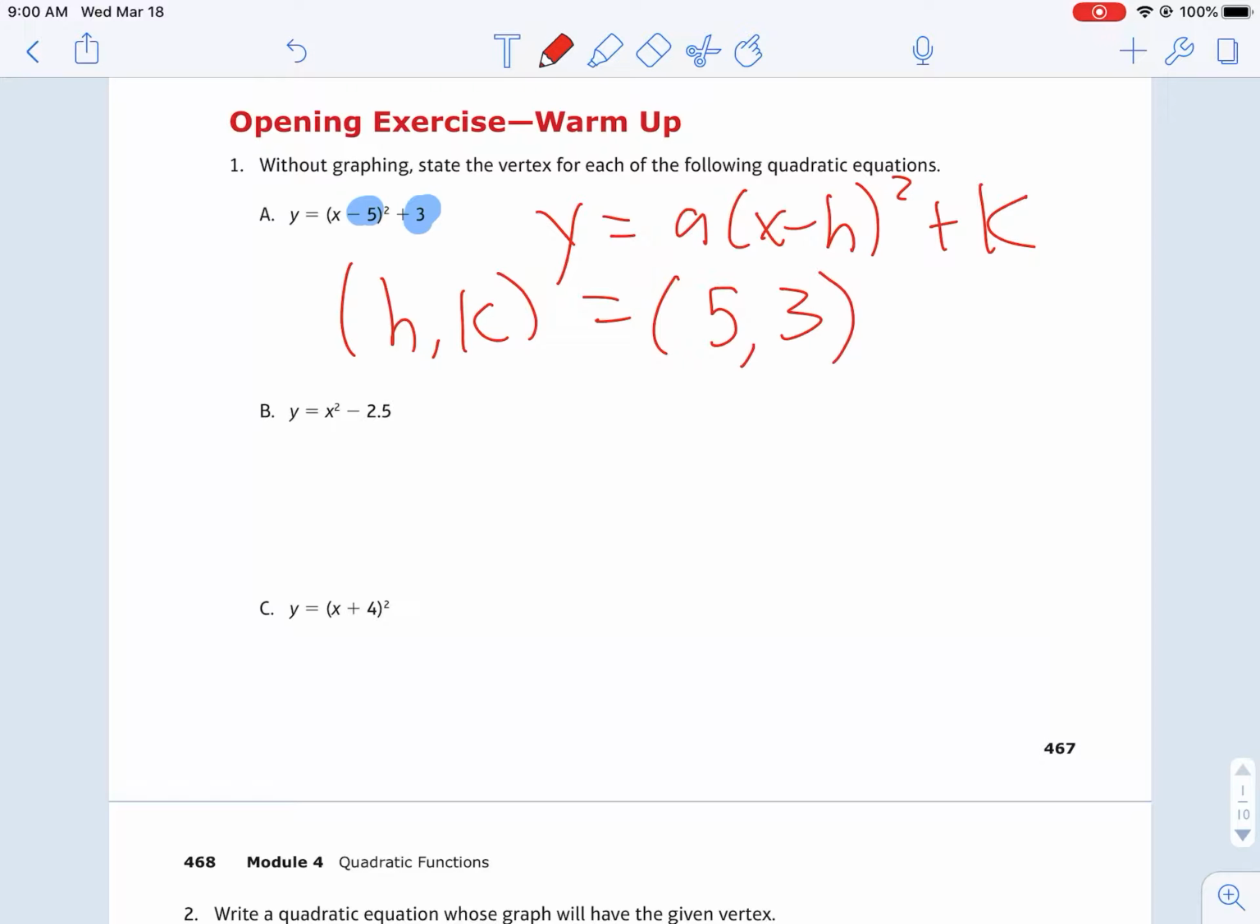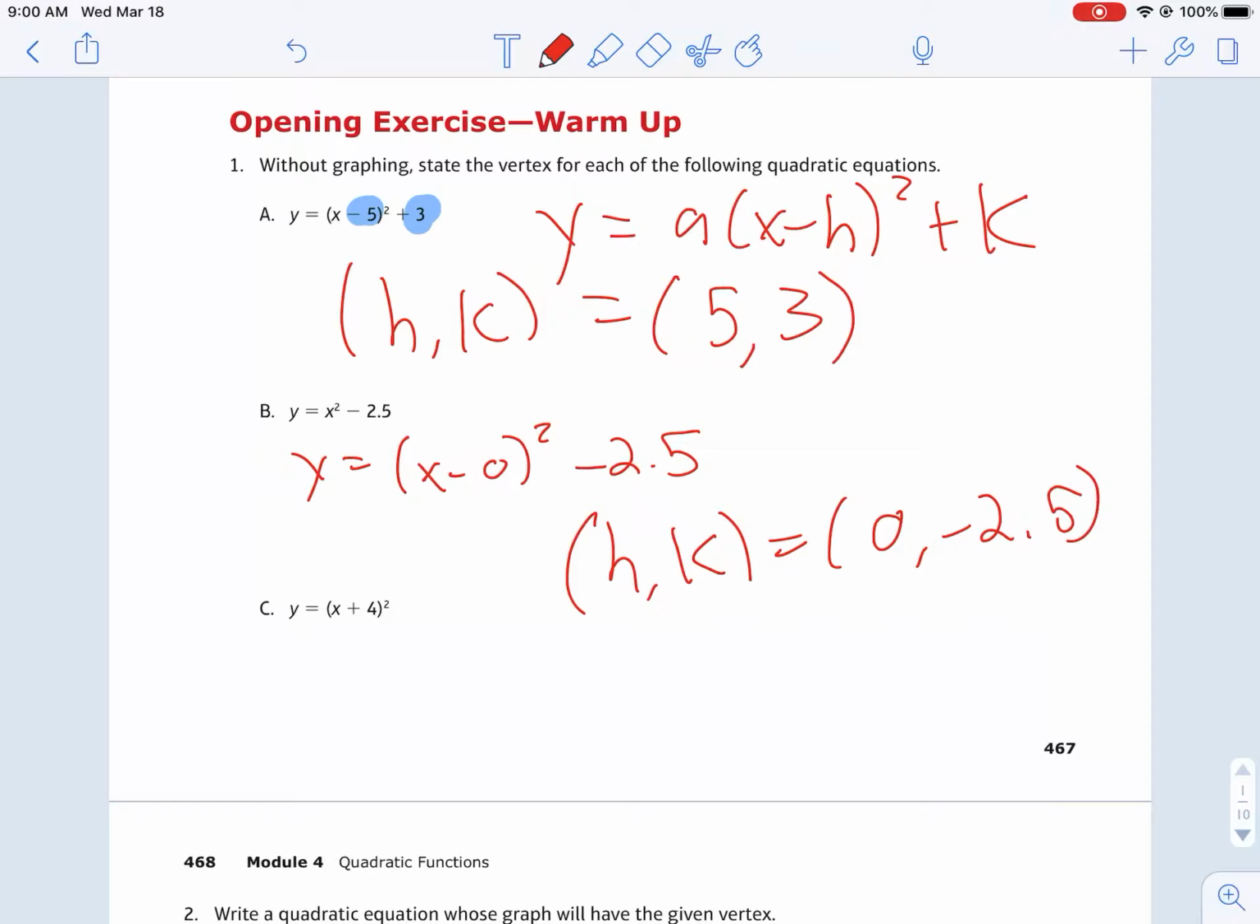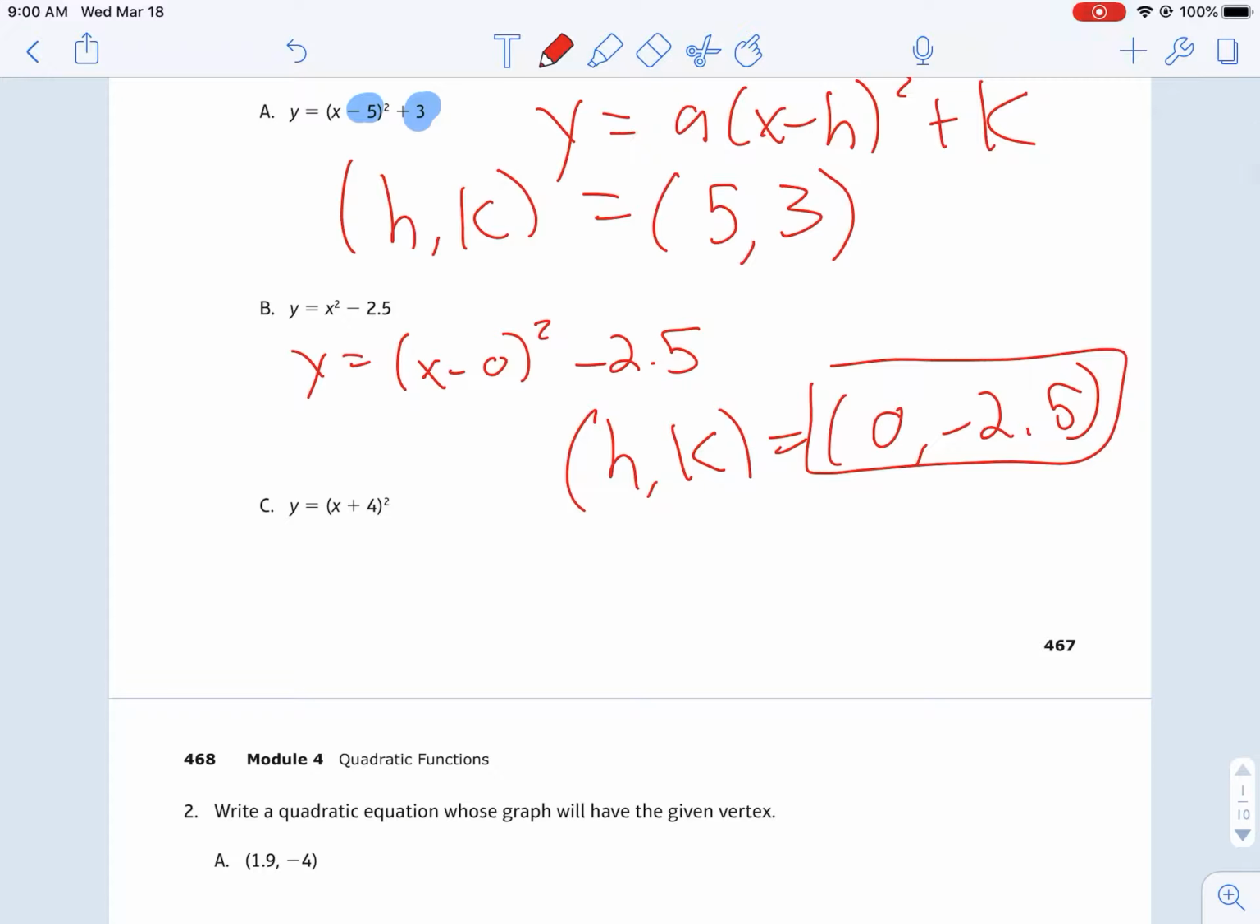In the next problem, it's not quite in vertex form. We don't see that parentheses, but we can adjust it so that we get this x minus 0 squared minus 2.5. And therefore our vertex h, k equals 0 comma negative 2.5. And lastly, for letter C, we can add a plus 0 at the end, and we can see that our h, k is negative 4 comma 0.